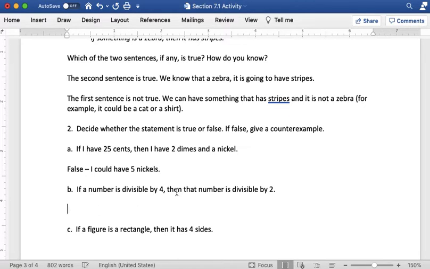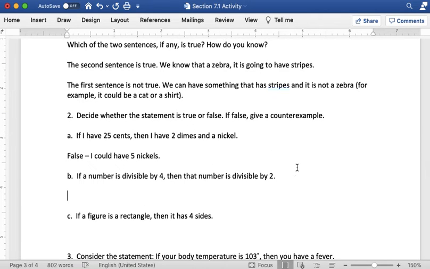Question B, if a number is divisible by 4, then that number is divisible by 2. So think about numbers that are divisible by 4, like 4, 8, 12, 16, going on up. All of those numbers are also divisible by 2. So it's not possible for me to have a number that is divisible by 4, but it's not divisible by 2, because anything that's divisible by 4, you can divide it by 2 and then divide it by 2, and that's the same as dividing by 4. So this one is true.